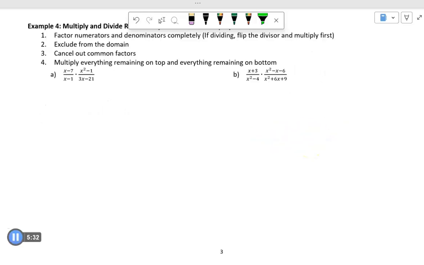In example 4, you are going to multiply and divide these fraction expressions, and you're going to simplify if you can. You're going to exclude from the domain if possible, and it's going to be quite a few steps. I'm going to do one division problem and one multiplication problem. The first problem I do is going to be a multiplication problem. I'm going to do B because there is quite a bit of factoring involved in B.